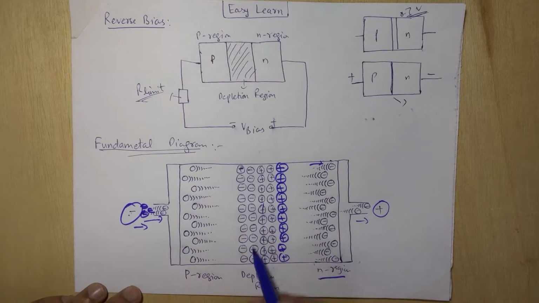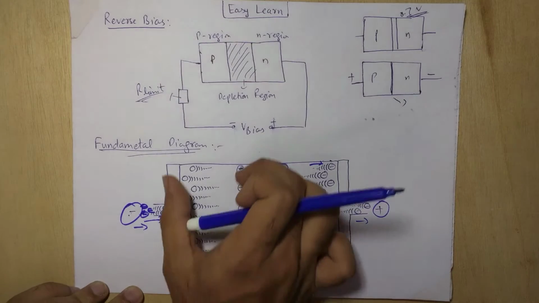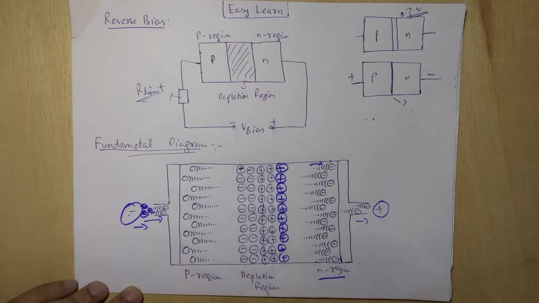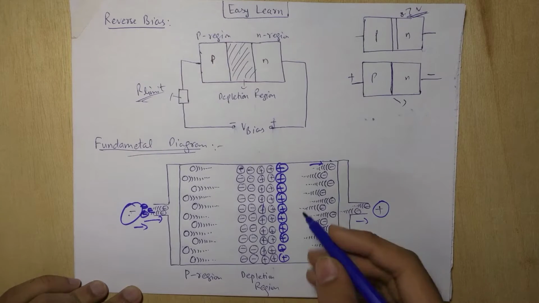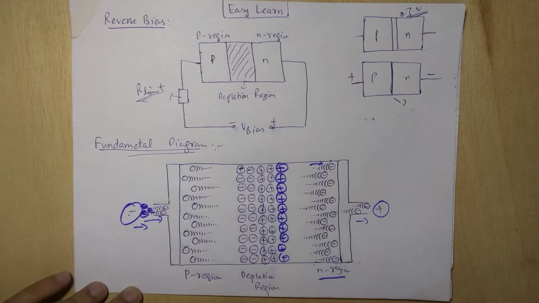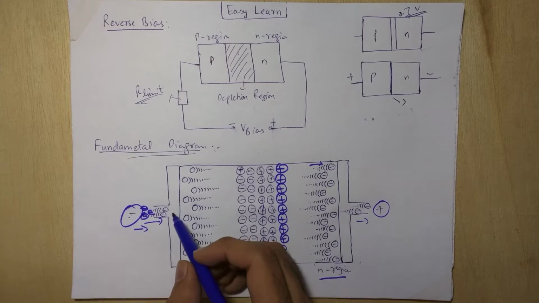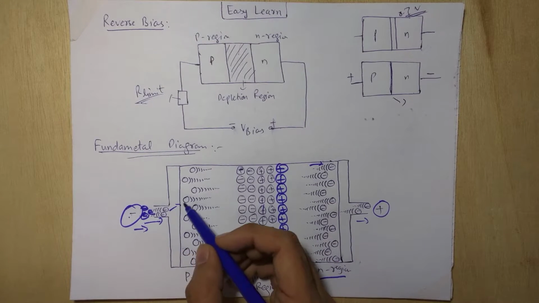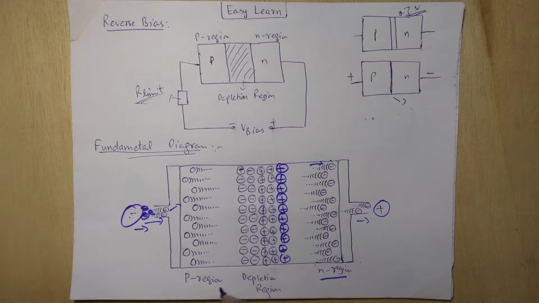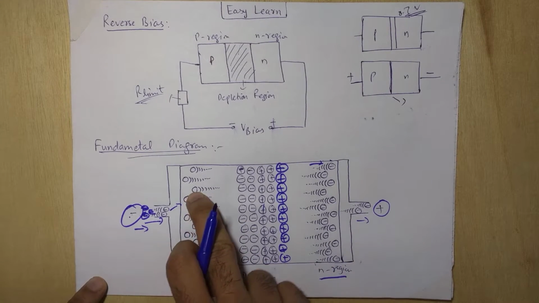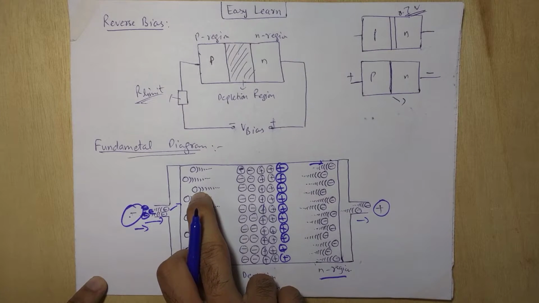In this region there are lots of holes available, as holes are the majority charge carrier in the P region. So basically, what are holes? A hole is basically nothing. A hole is a vacancy, as we discussed in the introduction to electronics episode. A hole is not a positive charge. Please note that a hole is basically a vacancy, and any negative charge can fill this vacancy.